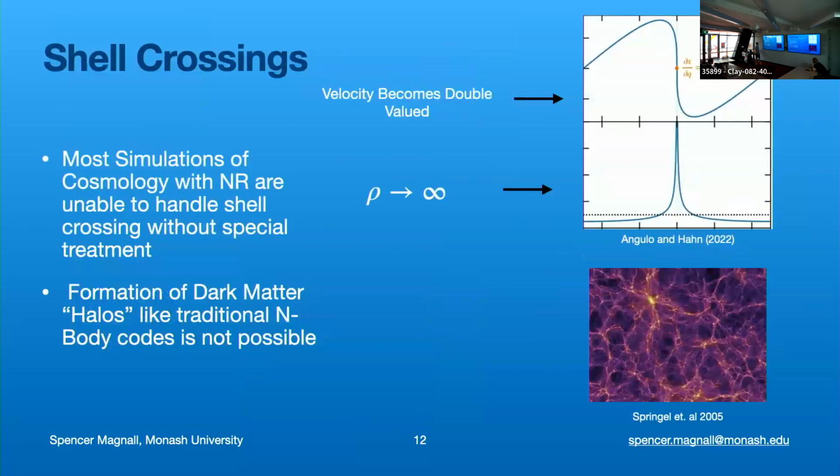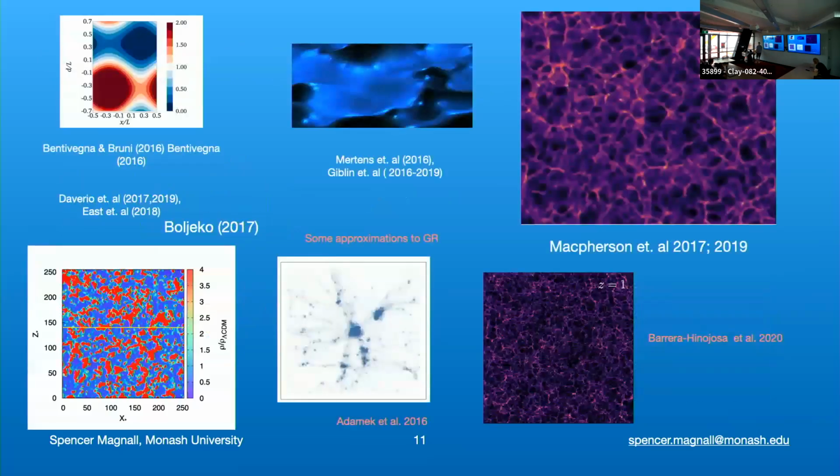So I want you to imagine a sheet of matter. What happens is, I've got a picture up there. What happens is your velocity becomes double valued and your density shifts to infinity at the point of shell crossing. And what this means is your code crashes. Try and do this on a grid, your code crashes. So all of these codes either approximate this or treat this in a special way.